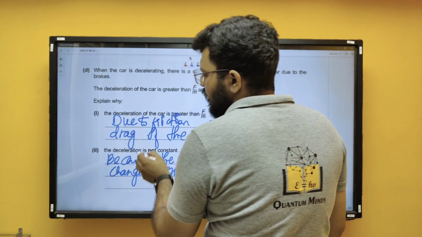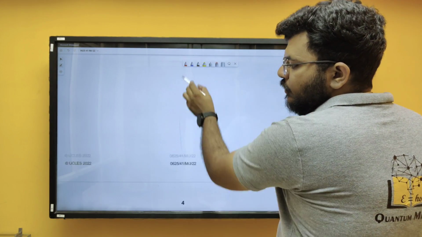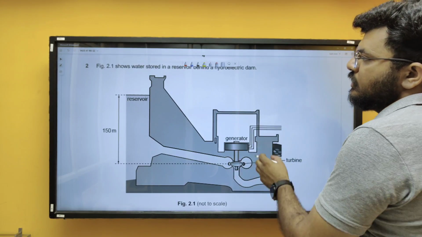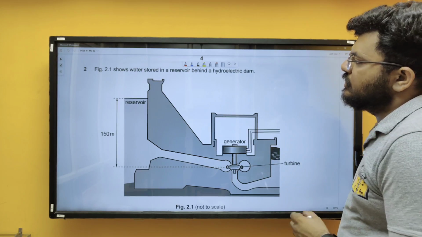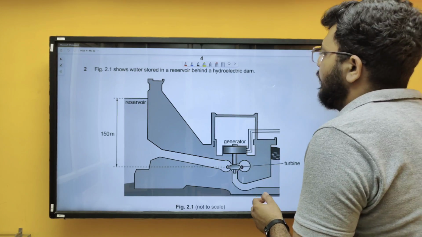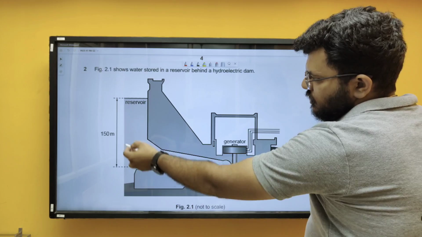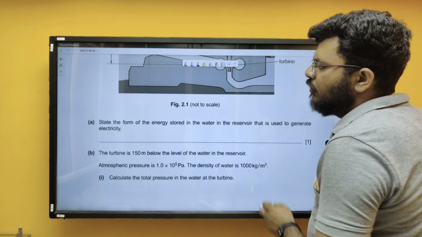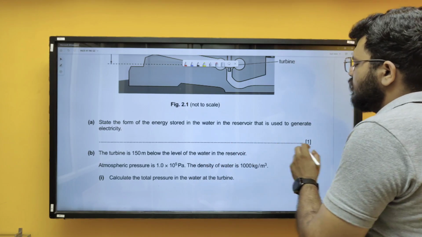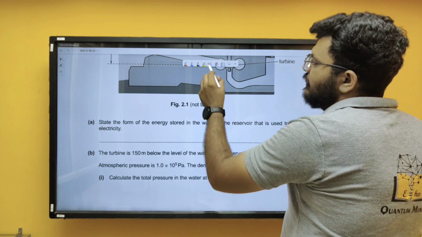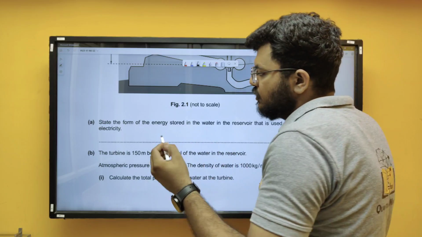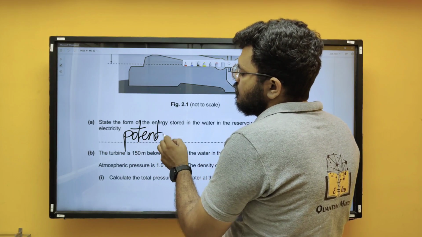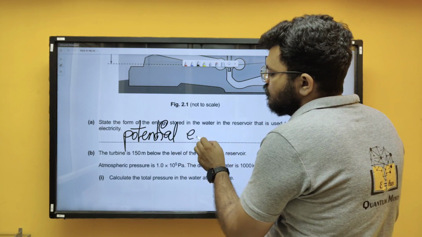Then we have question number 2. This figure shows water stored in a reservoir behind a hydroelectric dam. There's a reservoir of 150 meter height, generator and turbine. State the form of energy stored in the water in the reservoir that is used to generate electricity. It will be potential energy because there is height. So you have potential energy.